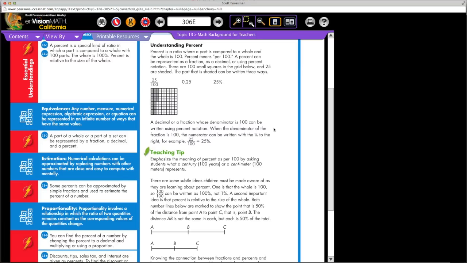So a good thing to read here would be talking about percents, being that percent is a ratio where a part is compared to a whole, which is 100. So really getting across to students that percents are really just a ratio or could be seen as a fraction, and trying to get across that idea to your students. Making that connection, I think, is huge when you are talking about percents.